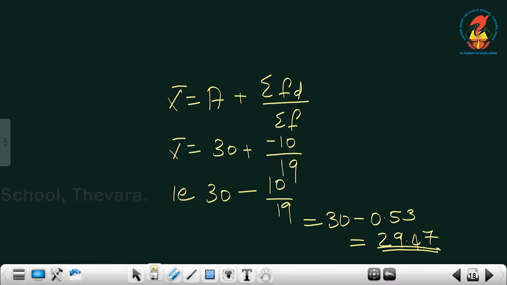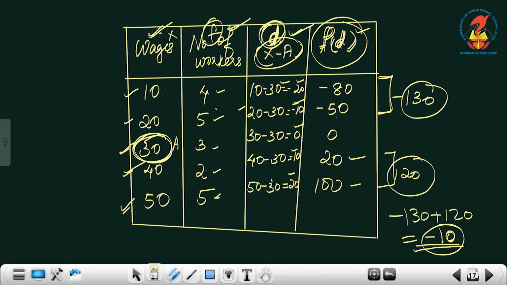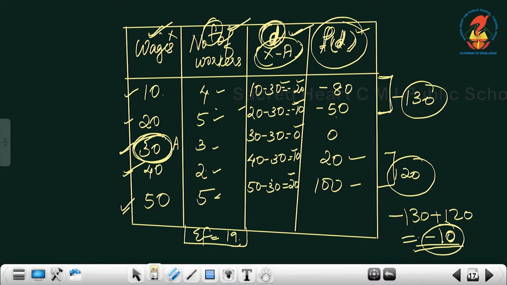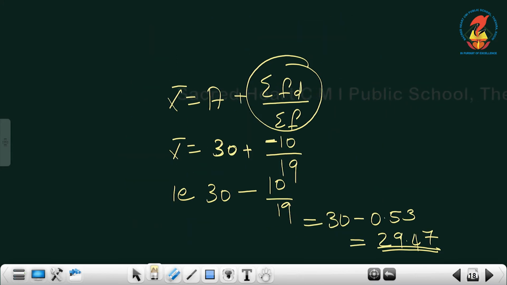Now you can apply the formula: A plus sigma FD by sigma F. You know sigma F is 19. We have already found in the last method sigma F is 19. So what is A? 30. 30 plus what is sigma FD? Just now we found, isn't it? Minus 10. Minus 10 by what is sigma F? Sigma F is 19.